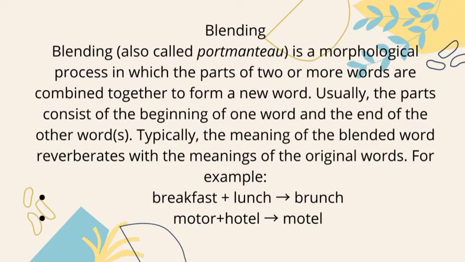Number 8. Blending. Blending, also called portmanteau, is a morphological process in which the parts of 2 or more words are combined together to form a new word. Usually, the parts consist of the beginning of one word and the end of the other word. Typically, the meaning of the blended word reverberates with the meanings of the original words. For example, breakfast plus lunch becomes brunch, and motor plus hotel becomes motel.